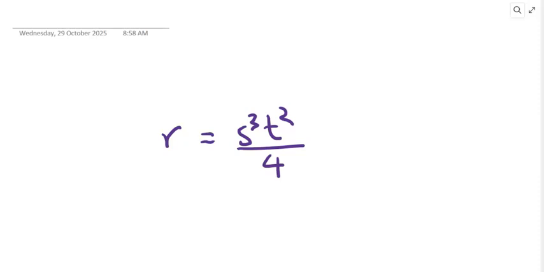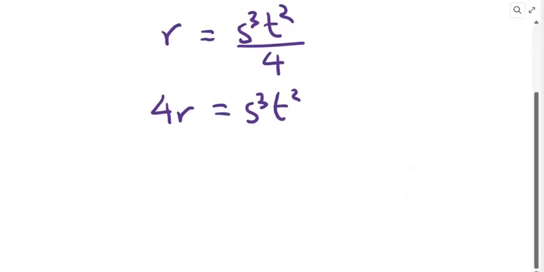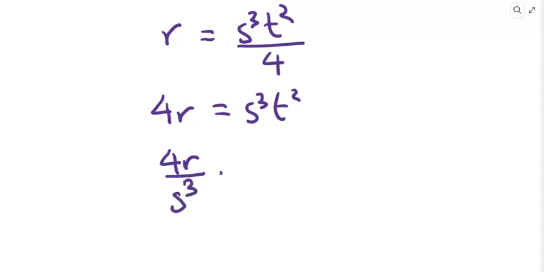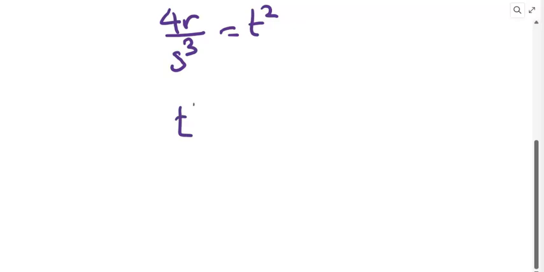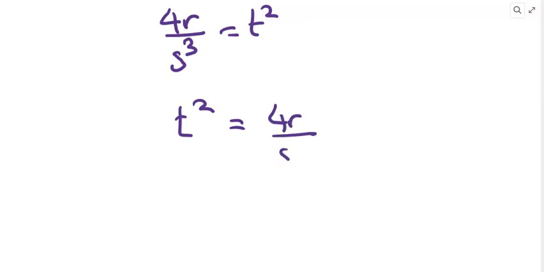Now it's good just to do one change at a time, so one per line. The first thing I'm doing is I'm timesing both sides by 4, so I get 4R is equal to S cubed T squared. The next thing to do is to divide both sides by S cubed, because remember my goal is to get T on its own in here. So we're going to have 4R over S cubed is equal to T squared. If you want to, you can write it the other way around. It doesn't make any difference, but it's nice to end up with T equals, but we don't have to. So T squared is equal to 4R divided by S cubed.